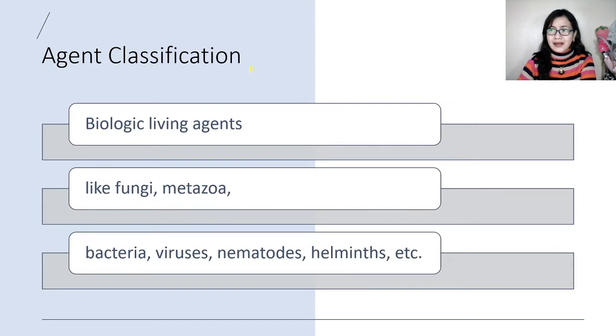Let's classify the agent. It could be biologic living agents. Examples are fungi, metazoa, bacteria, viruses, nematodes, and helminths.